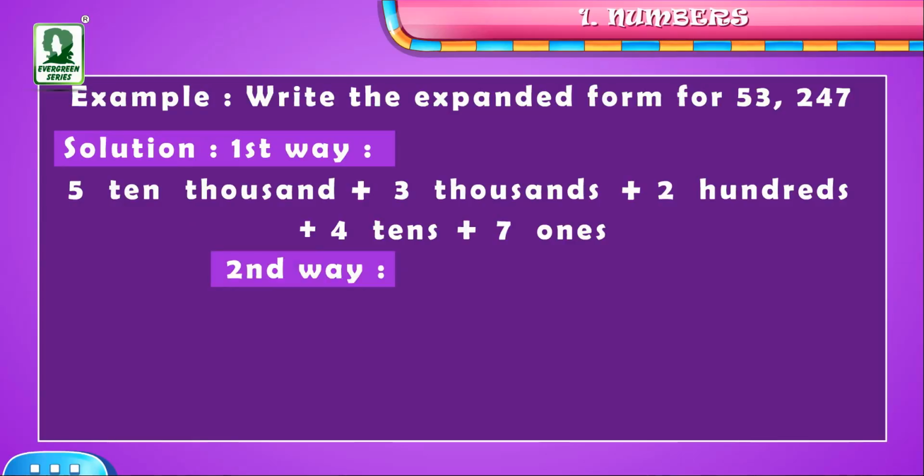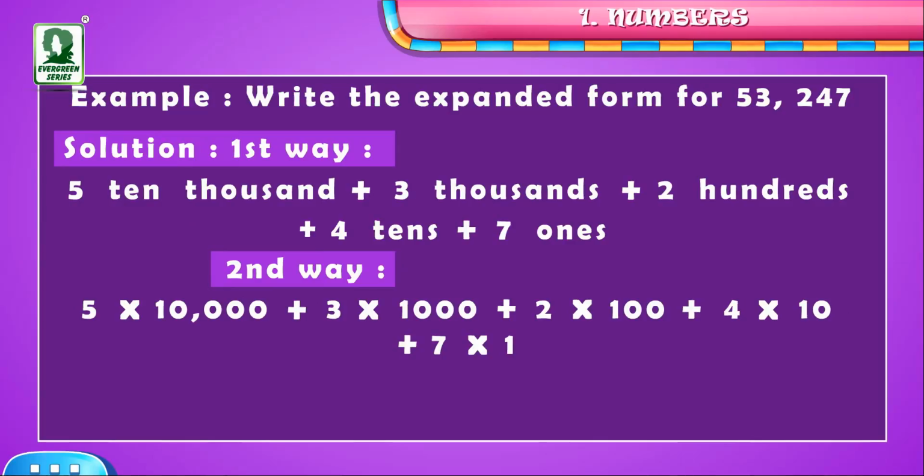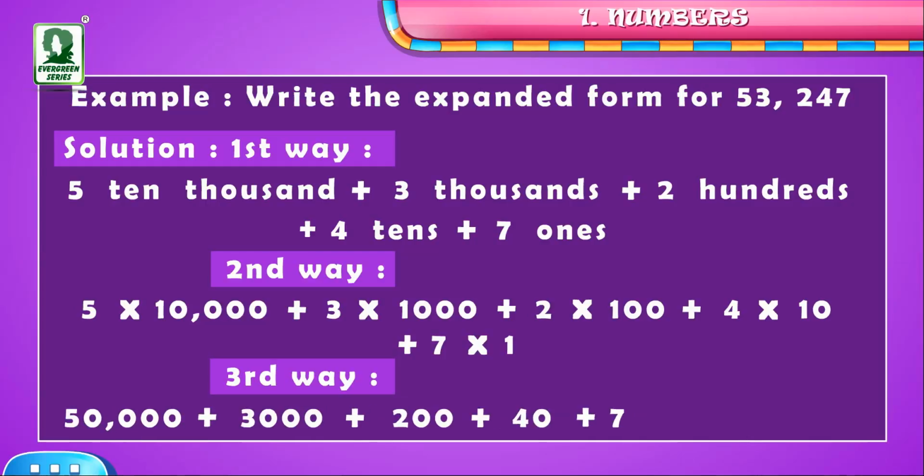Second way is 5 multiplied by 10,000 plus 3 multiplied by 1000 plus 2 multiplied by 100 plus 4 multiplied by 10 plus 7 multiplied by 1. Third way is 50,000 plus 3,000 plus 200 plus 40 plus 7.